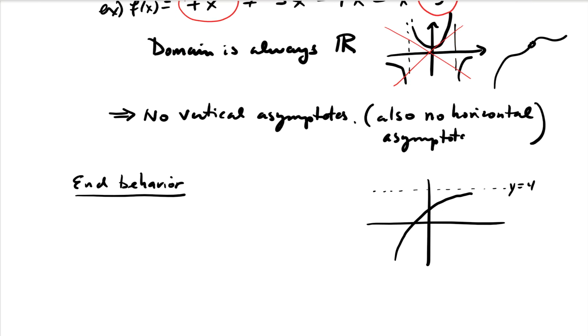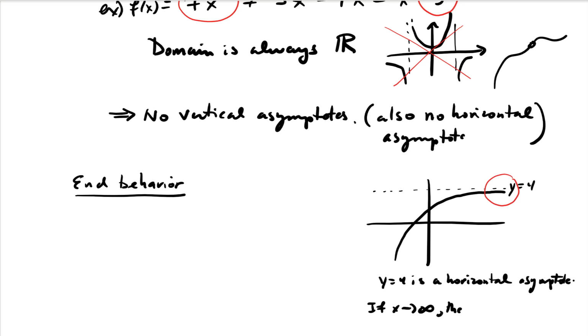And I'll explain why you can't have this for polynomial functions. So here, let's look at the long-term behavior near the asymptote. If x becomes large and positive, then f of x, the function values, the y values on the curve, are going to get closer and closer to 4. And we're going to show you that you cannot have f of x becoming closer and closer to a constant if you've got a polynomial function.